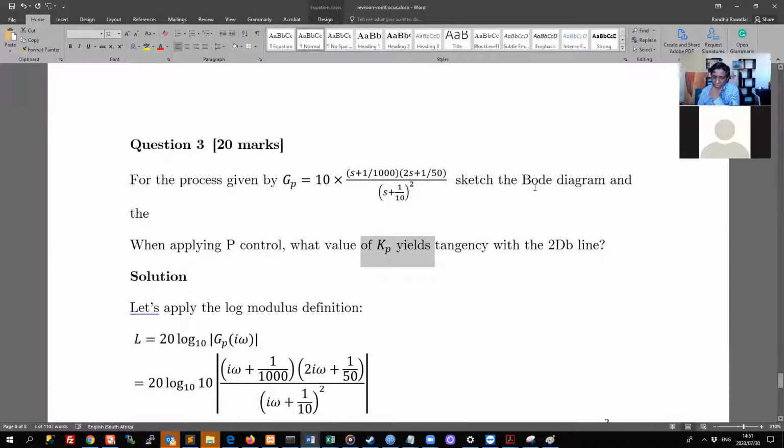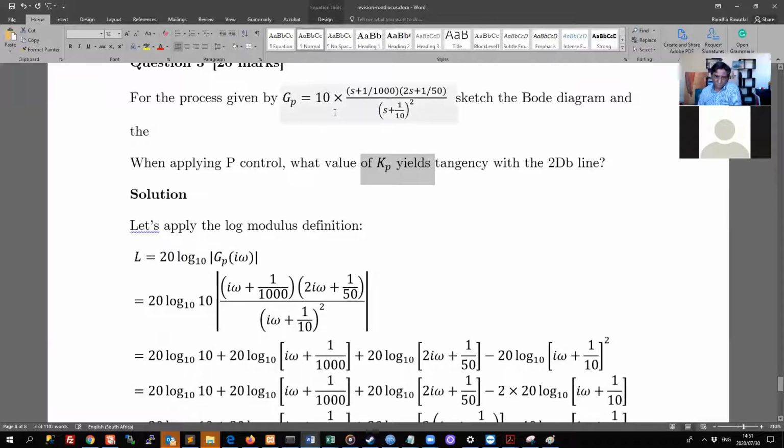So let's just talk about the Bode diagram for now. So this is our function. We know that to construct the Bode diagram, we need the log modulus as a function of the frequency, and we also need the angle as a function of frequency. For the log modulus, the definition is 20 log 10 of the magnitude of G, and so we just substitute the function G in here.